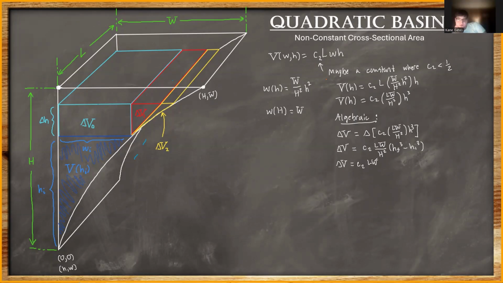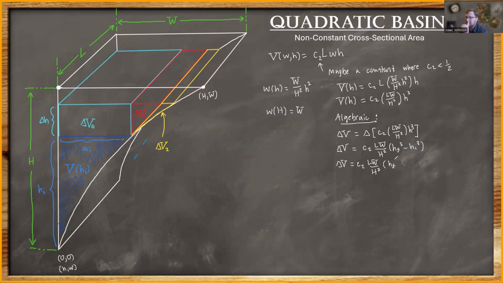So h final plus h initial, parentheses. Oh no, it's minus. It's h final minus h initial. What was that? Is it h final plus h initial? That was what it was for difference of squares.